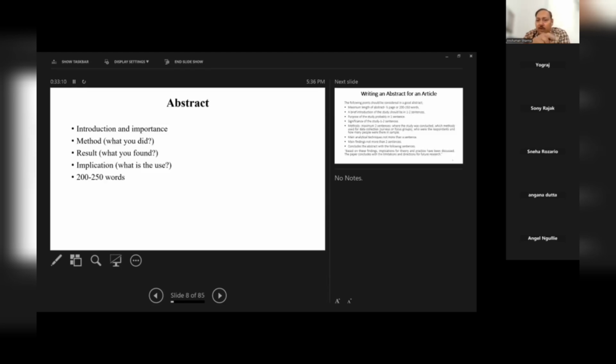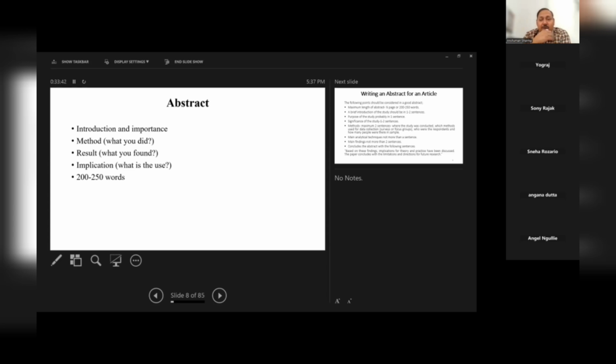Now, after your title, the second most important thing for you is the abstract. The abstract is a summary of your article. You have to write approximately 200 to 250 words. Most of the journals have very strict limitations. Like when you're submitting, they say 150 words means 150, or 200, or 250. This is the standard limitation. If you're going to write an abstract, you have to be very, very careful about what exactly you are writing.